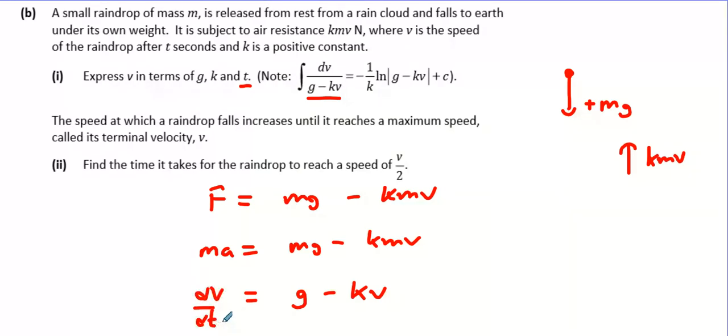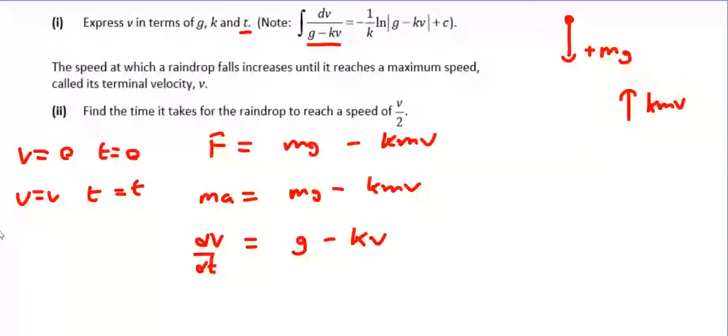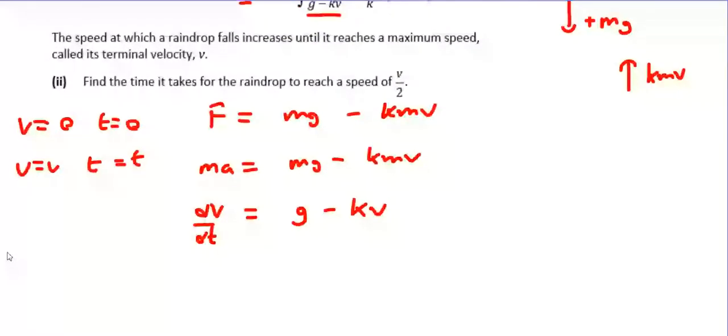Okay, now let's start off with some things here. Now, what do we know? It's released from rest, so v equals 0 when t equals 0. And what else do we know is that v is the speed of the raindrop after t, so v equals v when t equals t. So we've got limits there to work with, which is great.